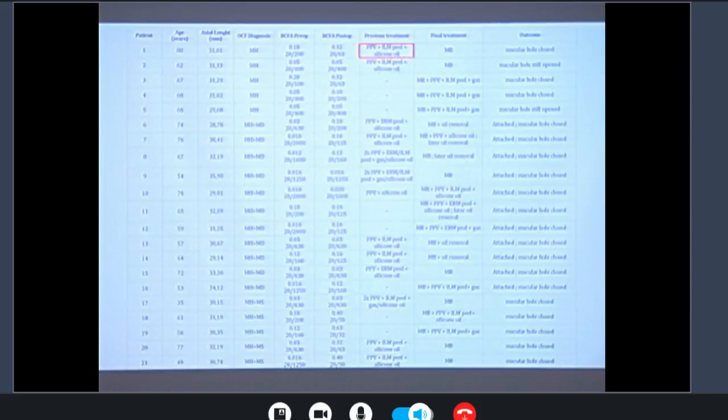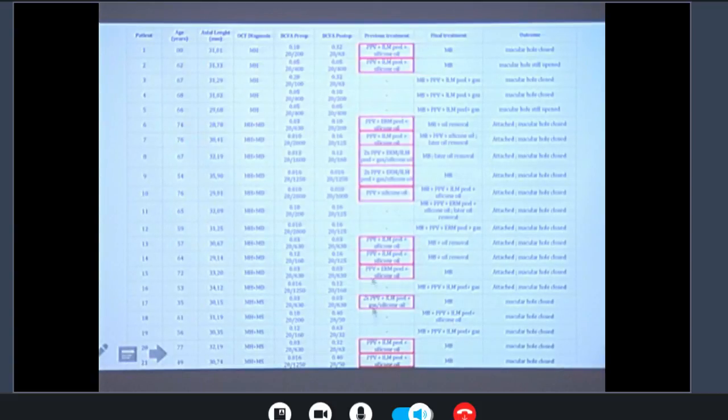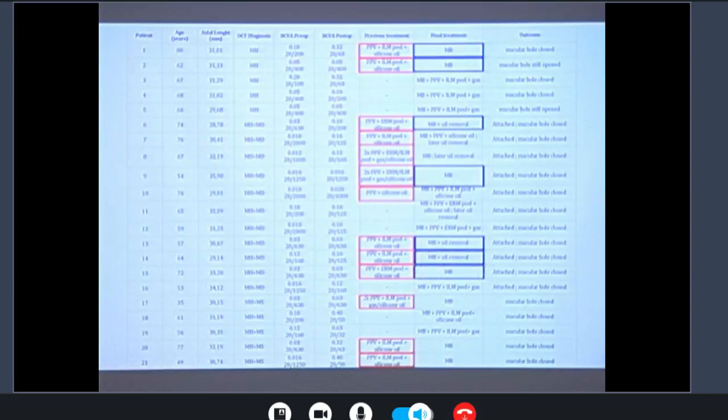This is a patient table. What you see here is that about half of those patients were operated before. These are all patients with macular hole macular detachment, or macular hole with macular schisis and detachment, and they were operated before with PPV, ILM peeling, and silicone oil. This is the first line you see here in red. After removing silicone oil, the retina re-detached, and we had to apply the macular buckle in all those cases that are signed in blue. And what you see here in green are the cases which were operated primarily by PPV and macular buckle together.